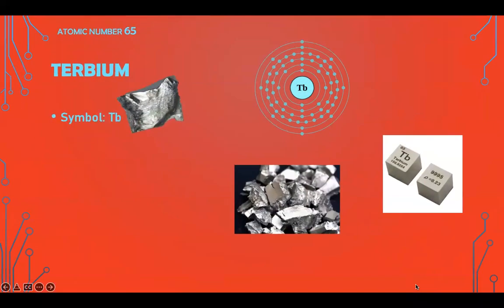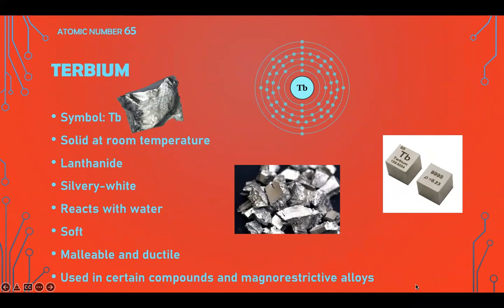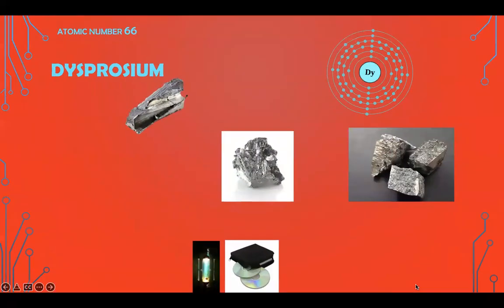Terbium. Terbium symbol is Tb. It's a solid at room temperature. It's a lanthanide. It has a silvery white color. Terbium reacts with water. It is pretty soft. Terbium is also malleable and ductile. And terbium is used in certain compounds and magnetostrictive alloys, which means it can block magnetic fields.